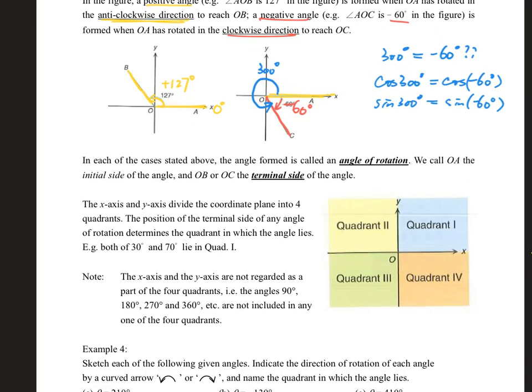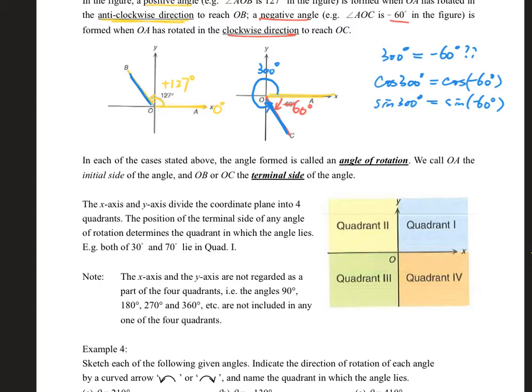Coming up next, we have another term, because the terminal side can be in different areas. For example, OB now is in the northwest direction. Terminal side OC is at southeast direction, for example. That's why the terminal side can be in one of the four regions in the four directions. So now we divide the plane into four quarters.